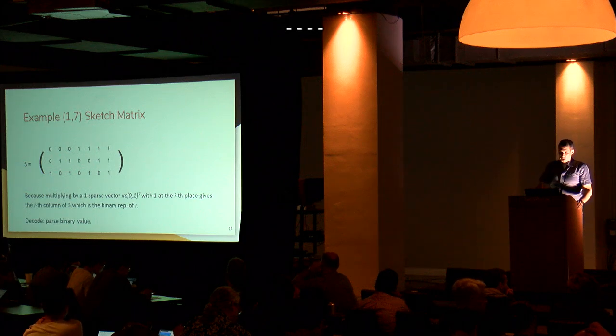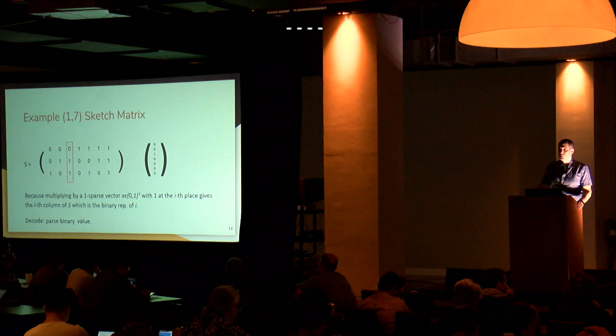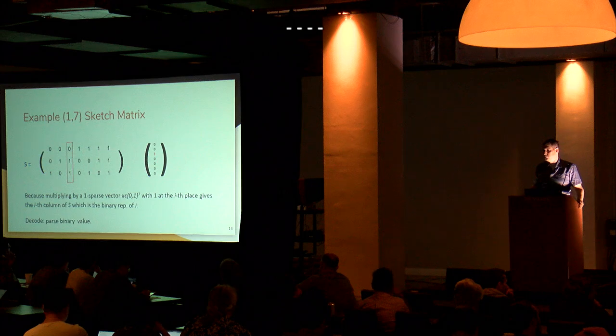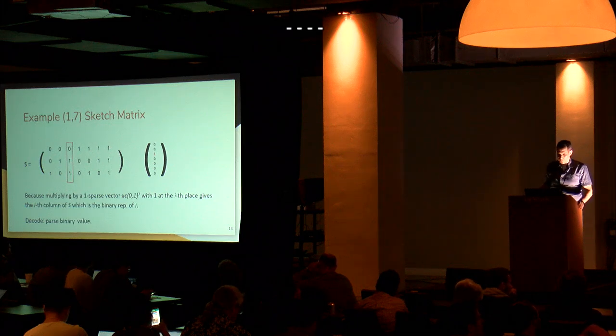You can see that each column here encodes the binary representation of the index of the column. And why is this a 1-sparse sketch matrix? Because if we multiply it by a 7-dimensional vector that has at most one occurrence of one, then all the columns are going to be eliminated, and the only column that is going to survive is the column that is multiplied by the one of the vector. That will give us a 3-dimensional vector that encodes the index of the one in the 7-dimensional vector. The decoding here is easy, just parse the binary representation into a number.